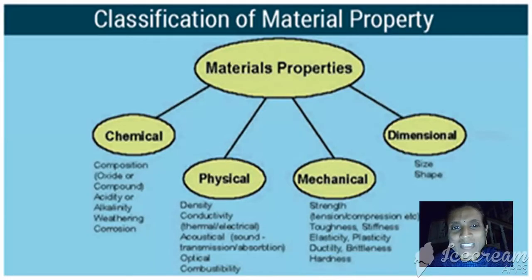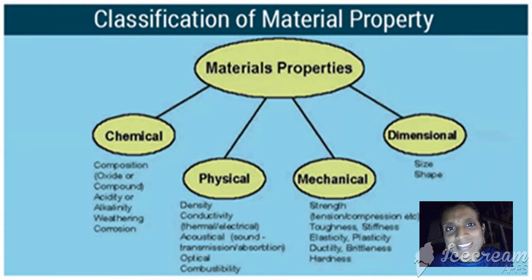The present concept is about elasticity. Here we are seeing about different material properties. They are chemical, physical, mechanical and dimensional properties. Now, the present lesson is about elasticity. Here we discuss strength of the materials, toughness, stiffness and plasticity.